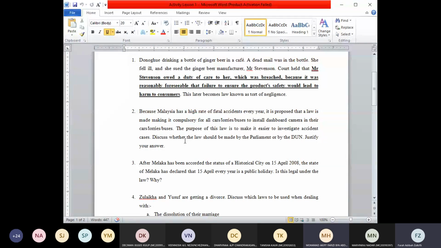So inside the Federal Constitution, under the Ninth Schedule, List 2, each state does have their own power to declare any day to be a public holiday for their own state. Yes, and it is also supported by the act that you found, the Holidays Act 1981.